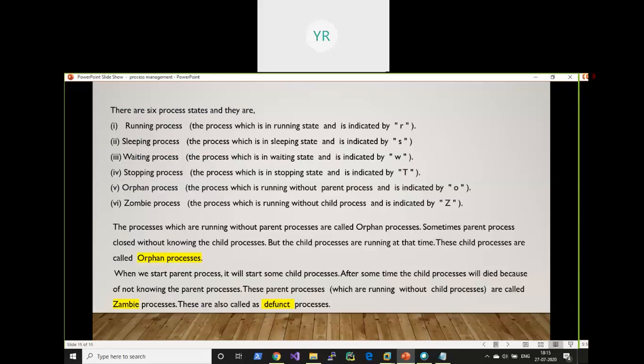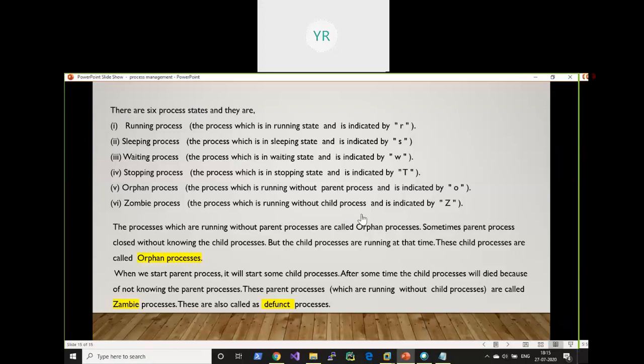Next, waiting process. Waiting process means the process which is waiting, that is ready to run. Stopping process means the process that was stopped. Orphan process means the process is running without parent process. That was indicated using O. I will show you everything, don't worry. Zombie process means the process which is running without child process. I will again give the clarity on those.